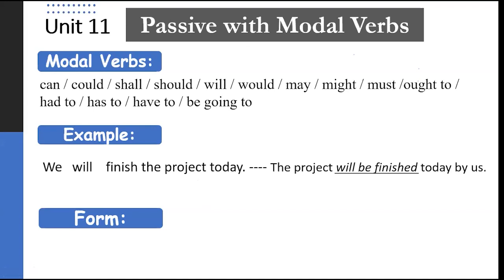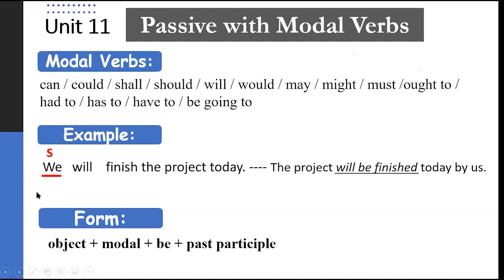Now, we said at the beginning that the order of a normal sentence in English is subject, verb, object. The subject in this sentence is we. The subject is always found at the beginning of the sentence. Then I have a modal verb, which is will. Okay, it's over here listed. And then I have the verb finish. And the project today, this is called the object.